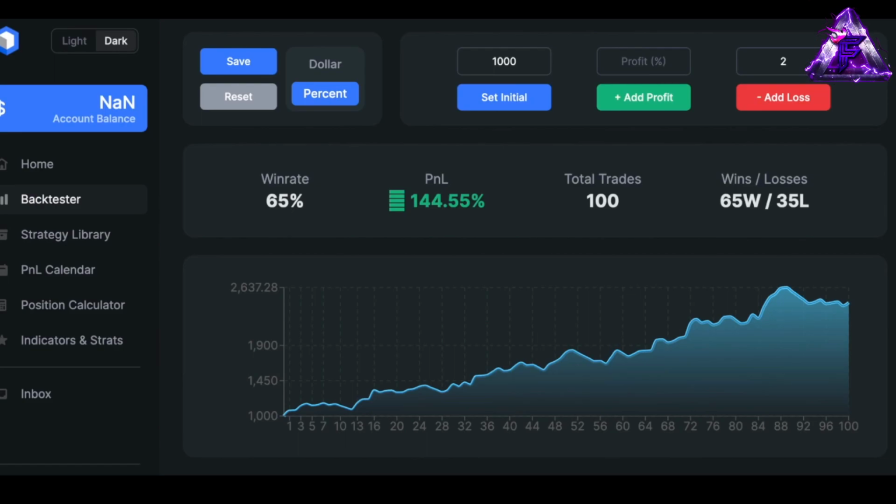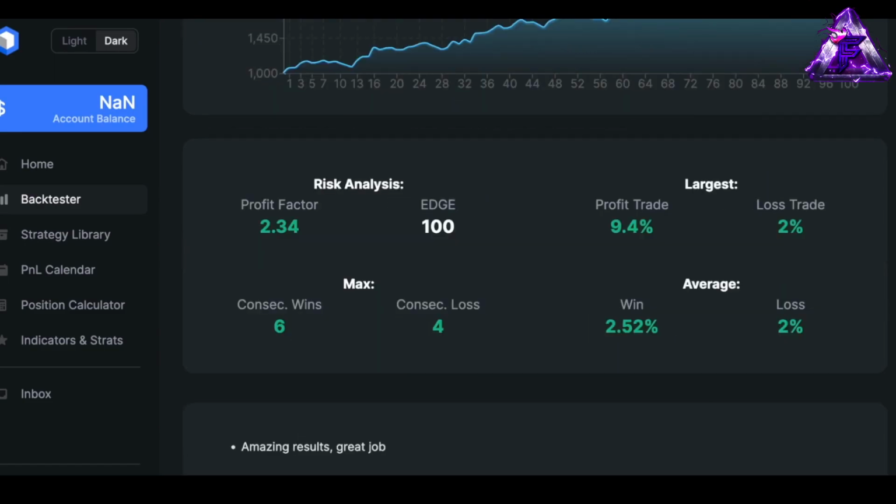The equity curve doesn't show any signs of serious drawdowns. Our profit factor is 2.34, and we had 6 consecutive wins against 4 consecutive losses. Also, our largest profit trade was 9.4%, which is really good. This is the reason we do not cap our profits, because these gains wouldn't be possible otherwise.